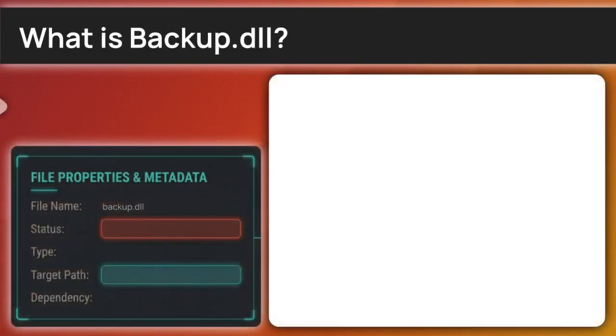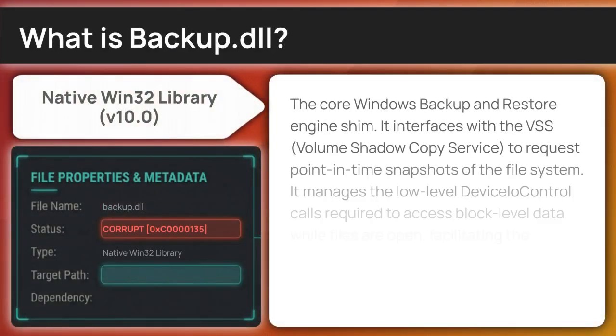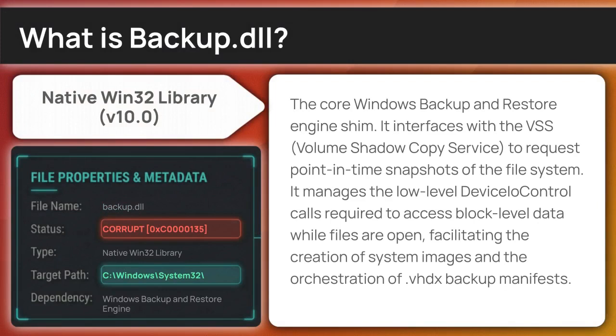This is the Backup Library, the core Windows backup and restore engine shim. It interfaces with the VSS, Volume Shadow Copy Service, to request point-in-time snapshots of the file system. It manages the low-level DeviceIoControl calls required to access block-level data while files are open, facilitating the creation of system images and the orchestration of vhdx backup manifests.